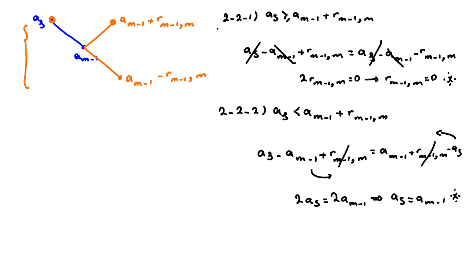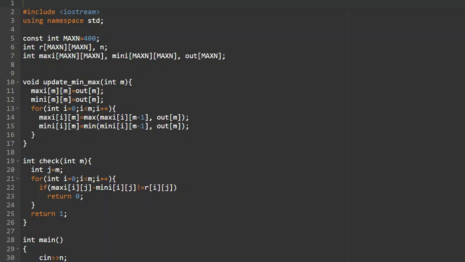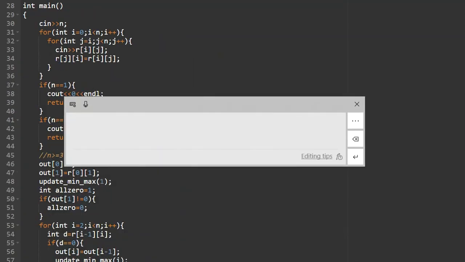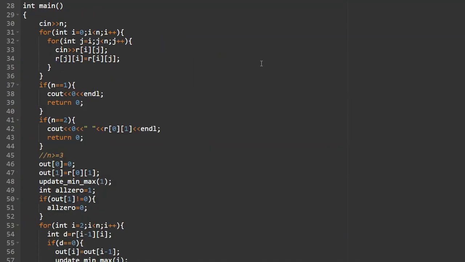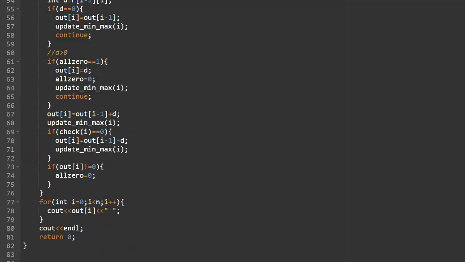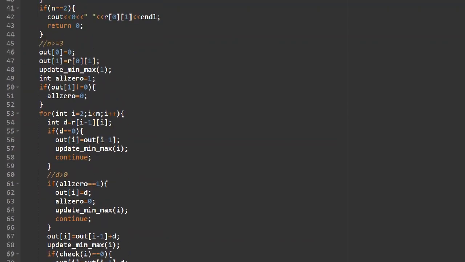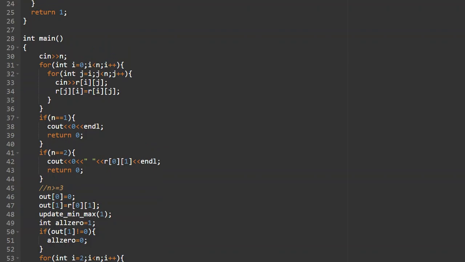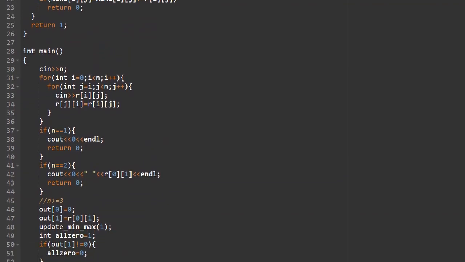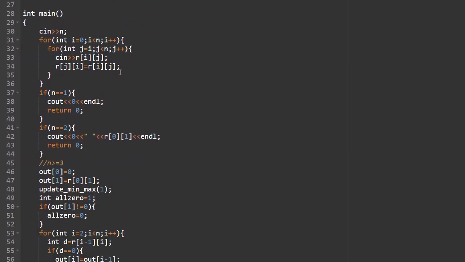Now let me show you the code. Okay, now the code is this. Let me move to this part here. In this part, we get input, and then I say if n is 1, 0, if n is 2, 0, or 0, 1, 0 bases. Then output of 0 is this, output of 1 is this.